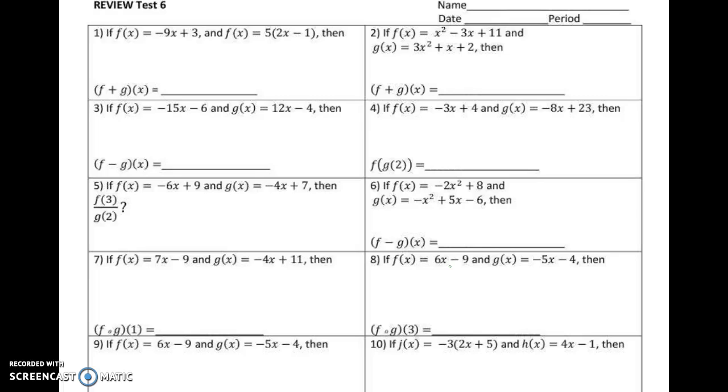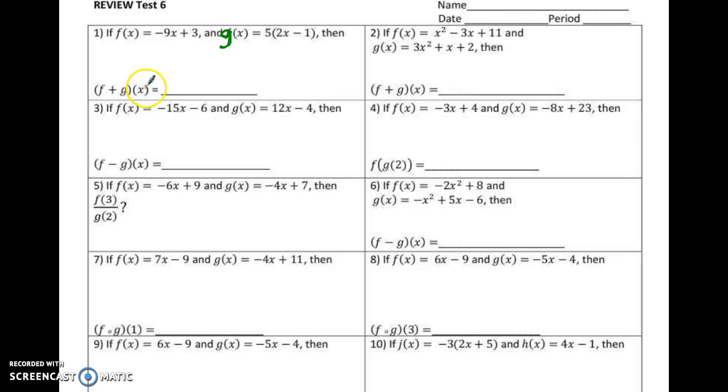This is a review for test 6. Number 1, you've got f(x). Oh, and the second one is supposed to be g(x), not f(x) again. So we want to take f(x) and add it to function g(x). And so we're taking the two functions.